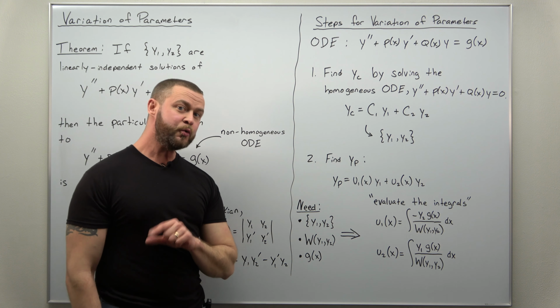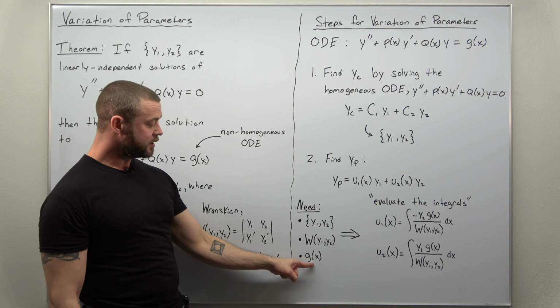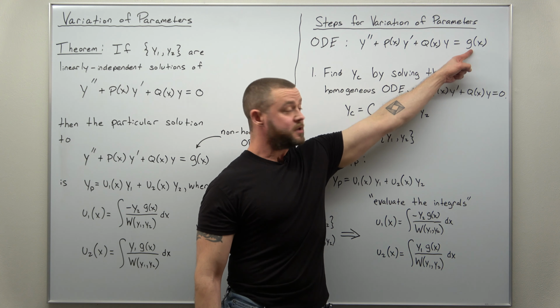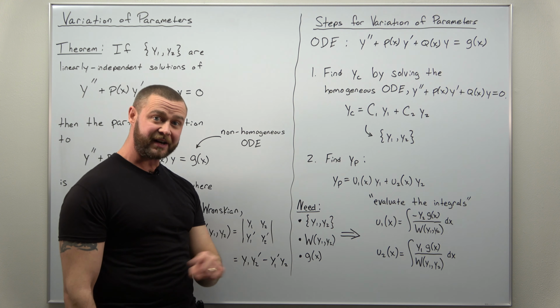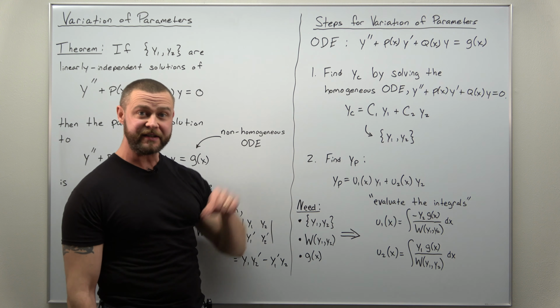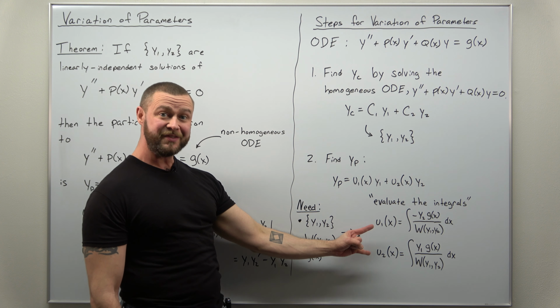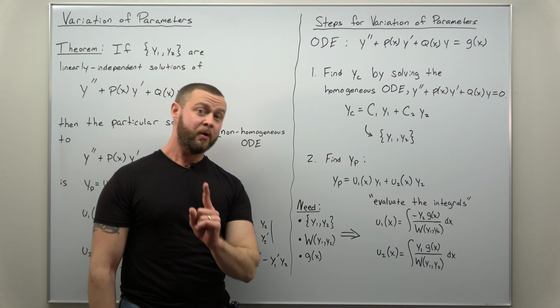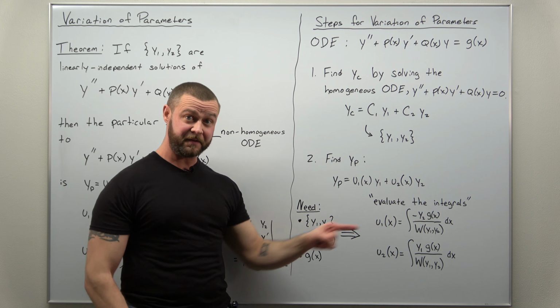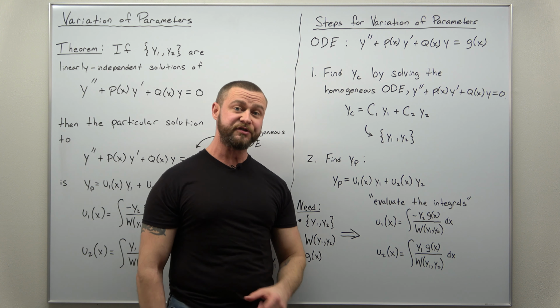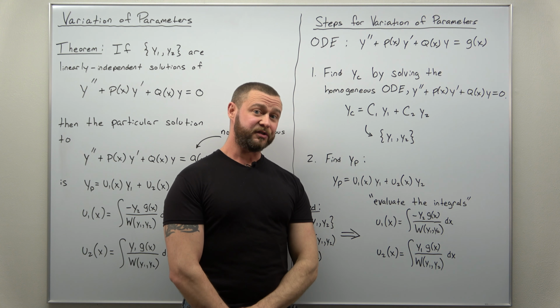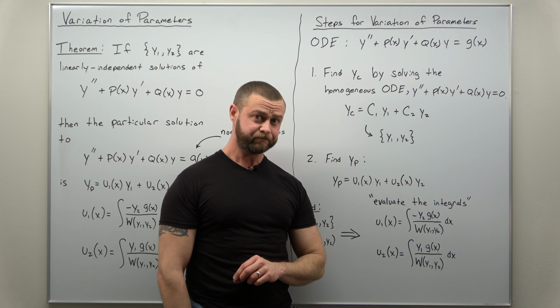And in addition to the Wronskian, you're going to need g of x, which is the non-zero right-hand side. So that should all be very easy to calculate. G of x you just identify, and then you plug them into these integral formulas, which sound really nice. You just plug stuff into formulas. The drawback, you have to evaluate those integrals, and evaluating integrals can be rather tricky.